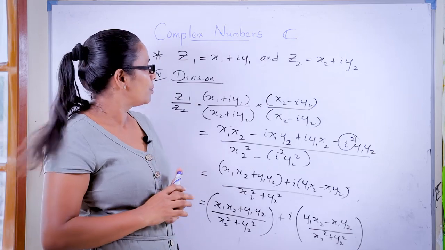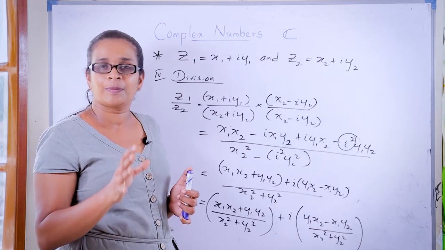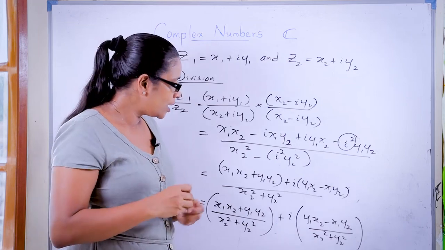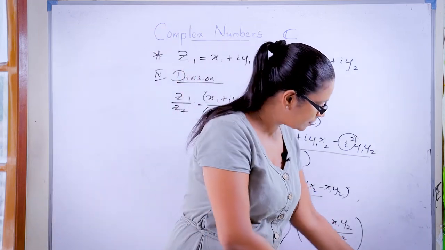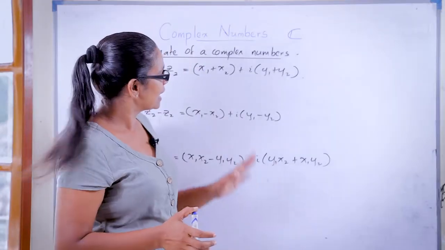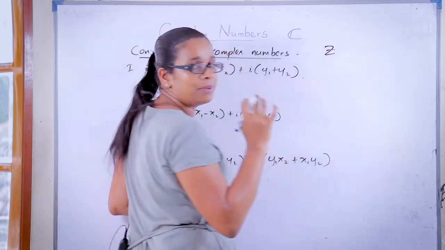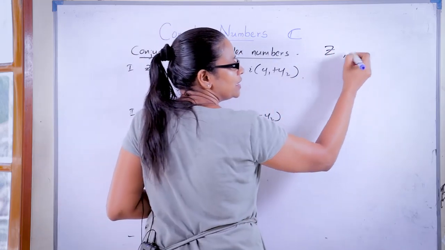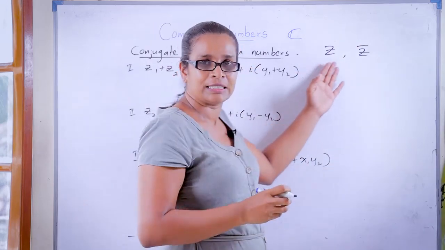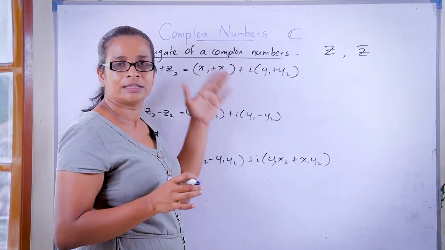Now I need to talk about the theorem related to conjugate. I explained to you what the conjugate is, but there's a little bit of theorem I need to talk to you about. Well, the conjugate of a complex number, I explained it earlier. When I consider a complex number Z, the conjugate of this one we can represent as Z bar. Now I am going to explain further about the theorem related to conjugate.